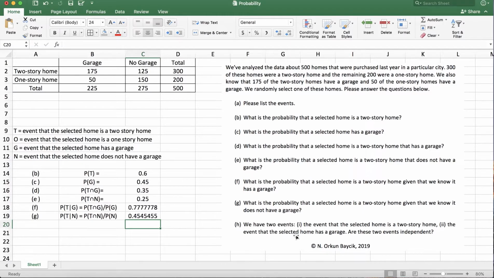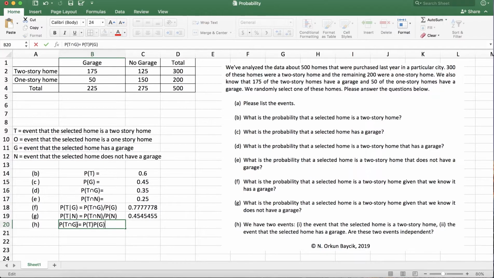The last question is about independence. We have two events. The first event is the event that the selected home is a two-story home, and the second event is the event that the selected home has a garage. Are these two events independent? So to answer a question about independence, there is one formula that you can check. And that will be if the joint probability of these two events equal to the product of their marginal probabilities.